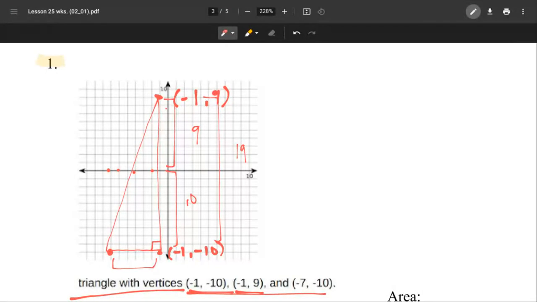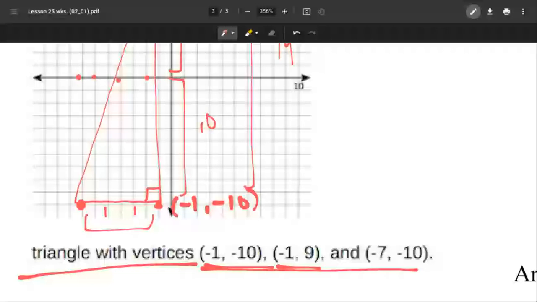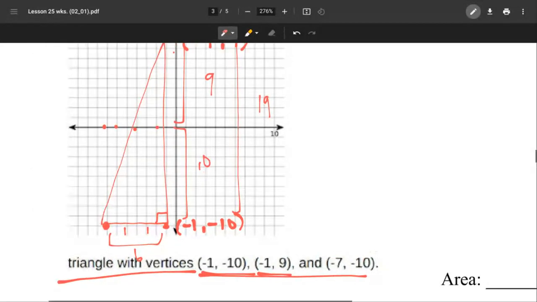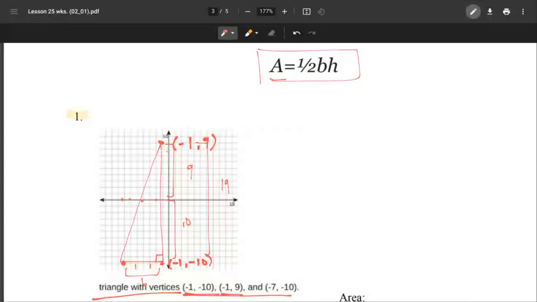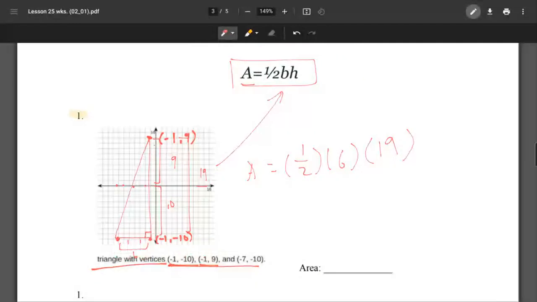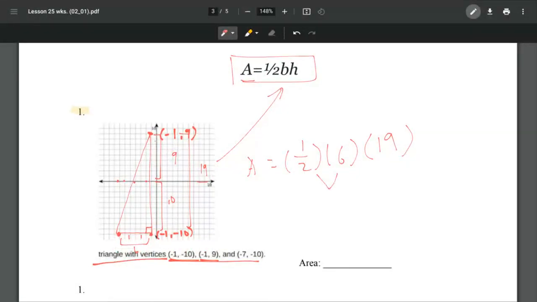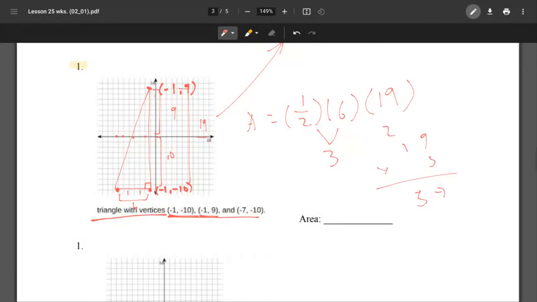And how about the base? That is 2, 4, 6 units, okay? So let's plug those values into the formula. So area equals 1/2 times base, which is 6, times height, which is 19. Okay, and so 1/2 times 6 is 3, and then 3 times 19 is 57. So the area is 57 units squared.